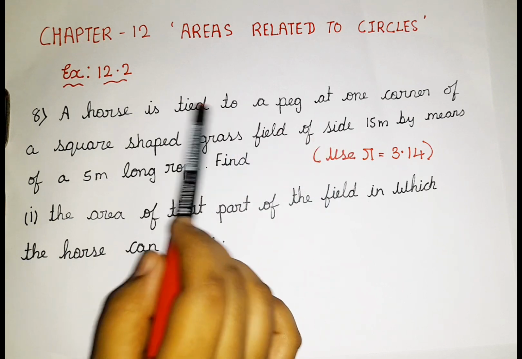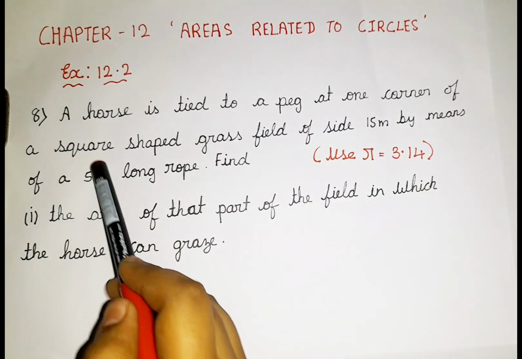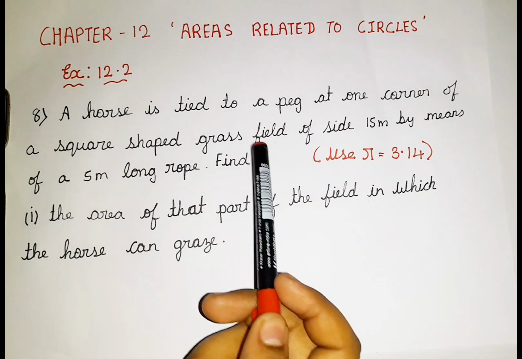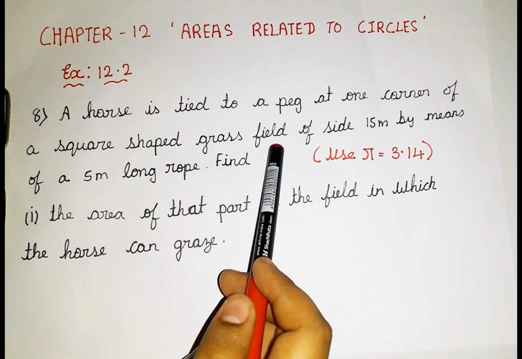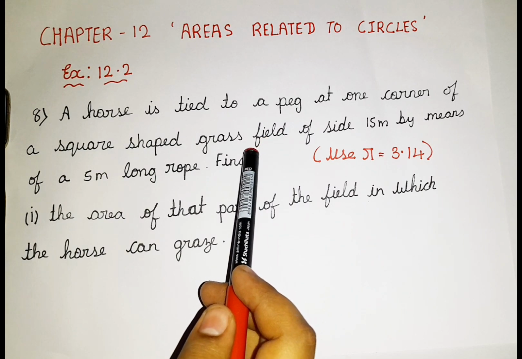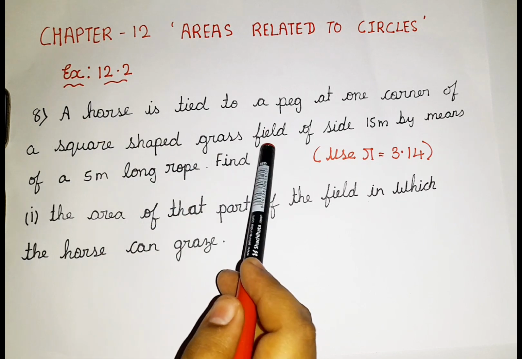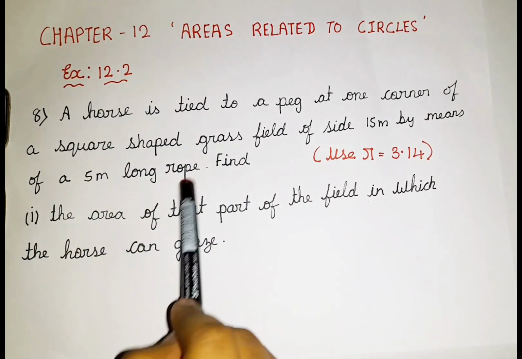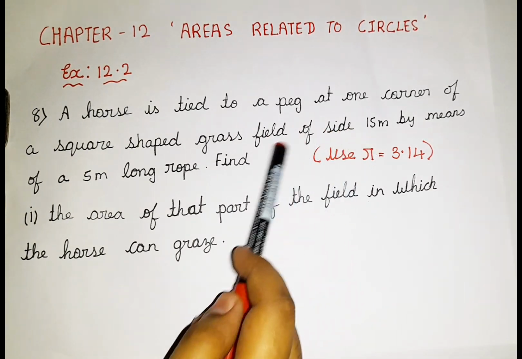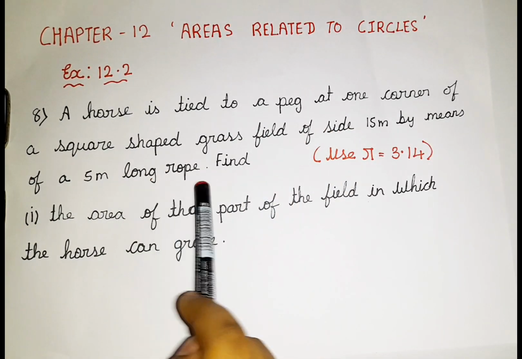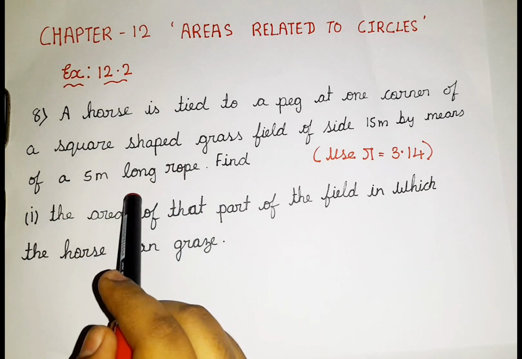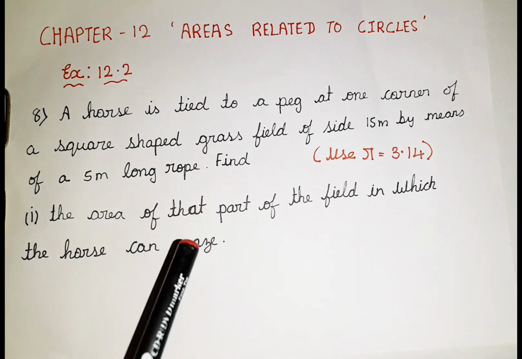It is secured at one corner of a square shaped grass field. There is a grass field because the horse likes grass, which is the food for the horse. The grass field is in the shape of a square, the side of the square is 15 meter, and the rope is 5 meter long, with the horse tied to the rope.